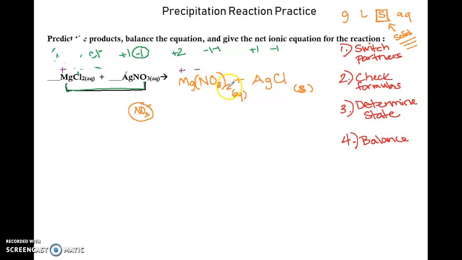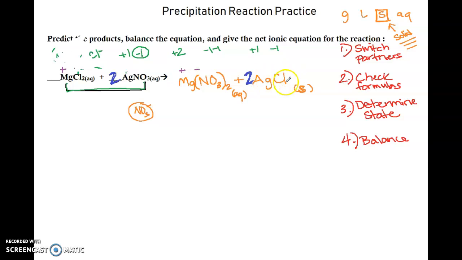So we have NO3 and I have 2 of them, so I'm going to go ahead and put a 2 in front of that. So I have 2 of my silver nitrates to then get 2 nitrates and 2 nitrates. And then you notice that imbalanced my silver, so I'm going to come over here and put a 2 coefficient in front to balance that.